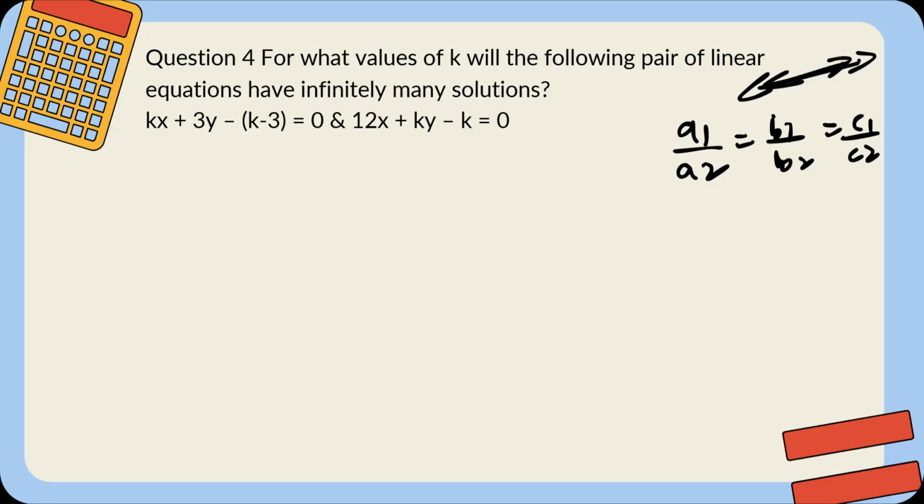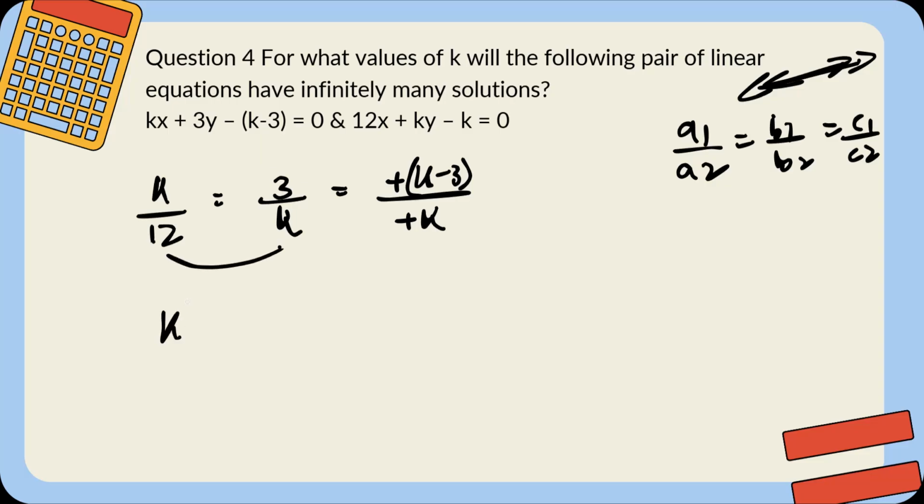So let's write the relation. What is a1? k, and a2 is what? 12. So k by 12 is equal to 3 by, what is the next? k, right? So we'll have minus the whole k minus 3 by minus k. Be very careful of the negative signs. Now we'll use the first two sets, okay? k by 12 and 3 by k. So we'll cross multiply, we'll get k square is equal to 36, k is equal to plus or minus 6.